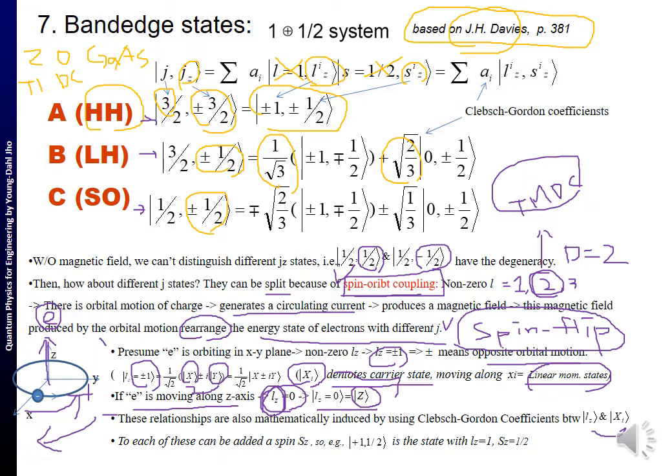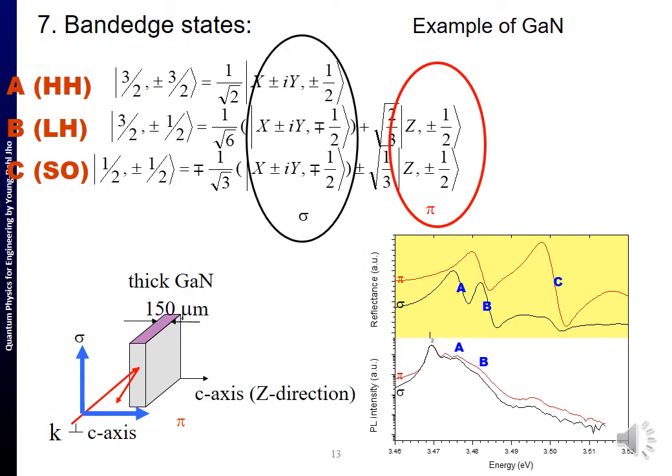To each of these can be added a spin SG. We only consider the angular momentum part, and then we add the spin part additionally. And for the band edge state, this is an example of gallium nitride. Gallium nitride shares almost the same band state with zinc oxide. We call it A, B, and C state.